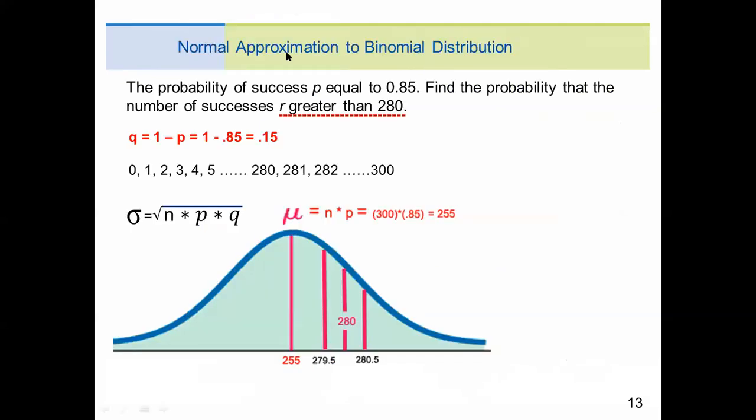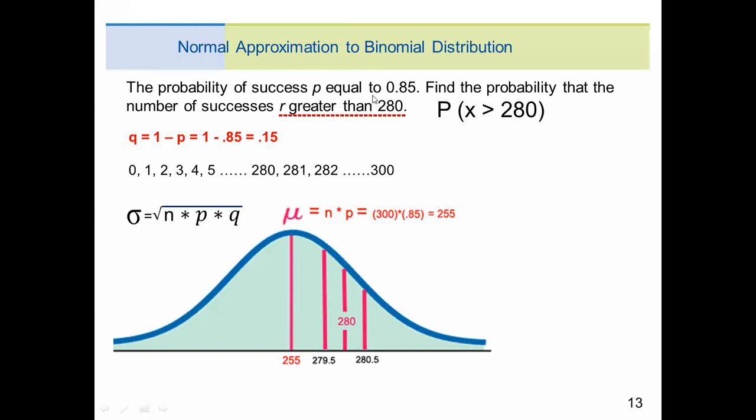All right, so let me go through some of these here. I try to give you one of each with each example: a greater than, a greater than or equal to, a less than, and a less than or equal to. He says the probability of success P is equal to 0.85. Find the probability that the number of successes R is greater than 280. Well, greater than 280 translates to X is greater than 280, not equal to, greater than.